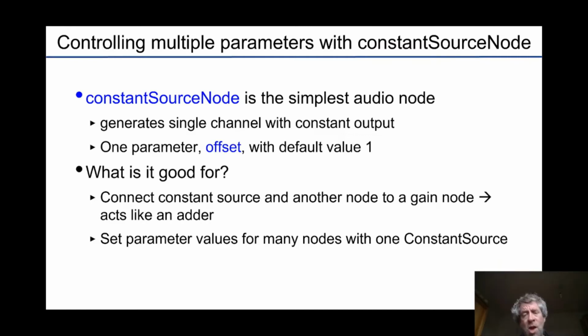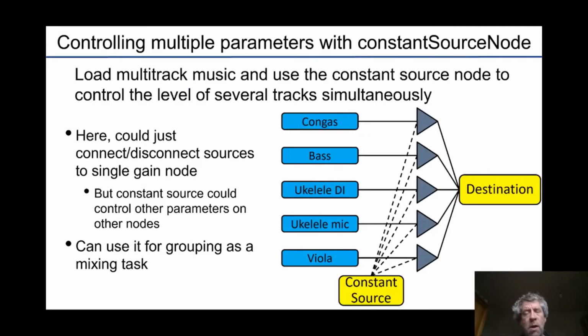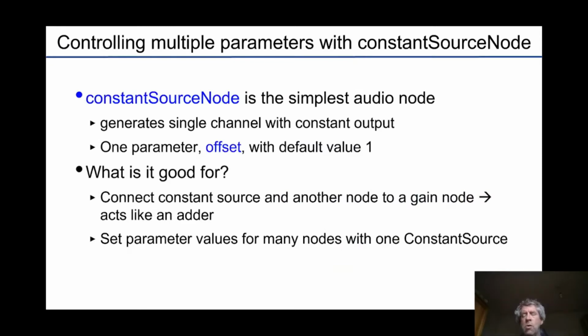And another thing you can do is set many parameter values for many nodes with one constant source by connecting the same constant source to each of them. Now that's quite a powerful thing. We're going to use that quite a bit. It's what's done in grouping and subgrouping when doing audio mixing tasks.